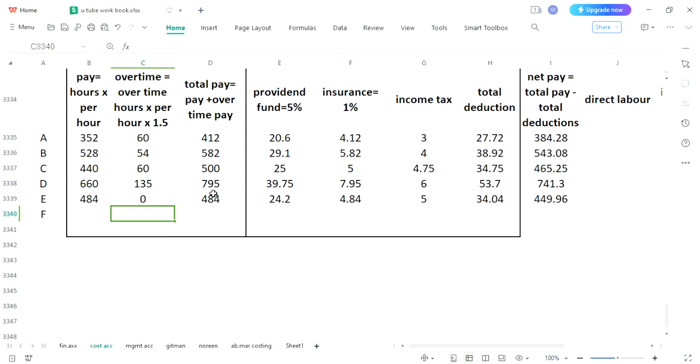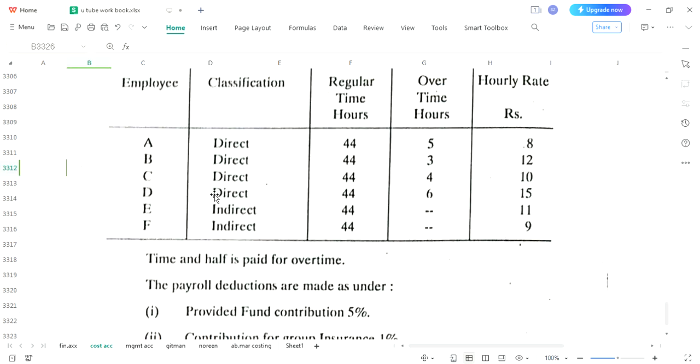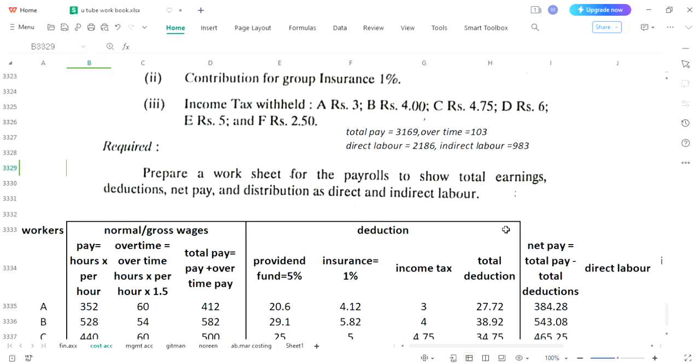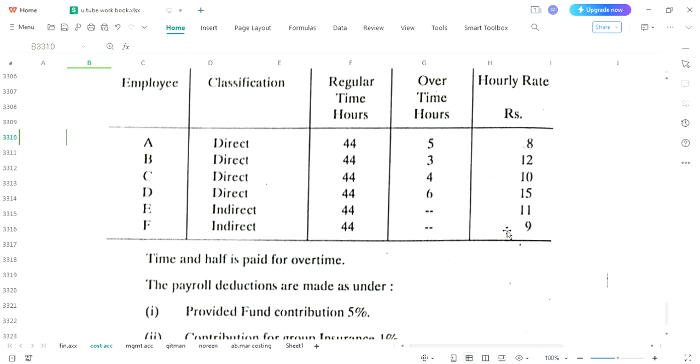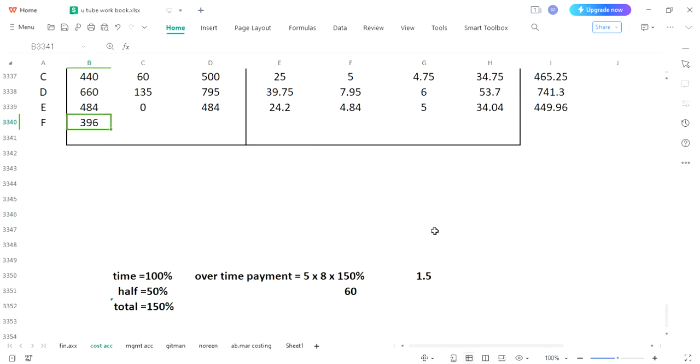So all 4 workers are completed. Now it's time to see the last worker, F. He had also worked 44 hours, per hour is 9. So 44 hours multiplied by 9 per hour. You have calculated gross payment, and you can see that the last worker had also not performed any overtime, so it would be 0. Gross payment would be the same, 396.